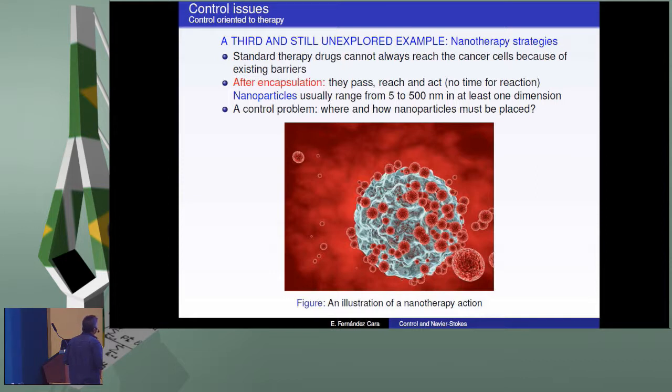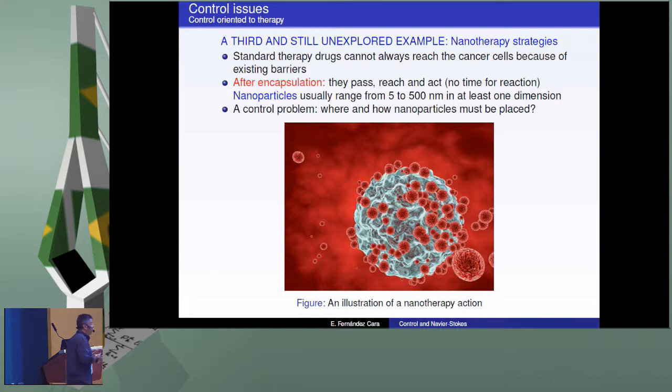It has been noticed that the standard therapy drugs cannot always reach the cancer cells because there are barriers. And these barriers can be overpassed if the drugs are encapsulated in microscopic particles, also called nanoparticles, because in this case, the particles are able to pass the barriers, to reach the cancer cells, and to act so quickly that the cancer cells have no time to react and instantaneously die.